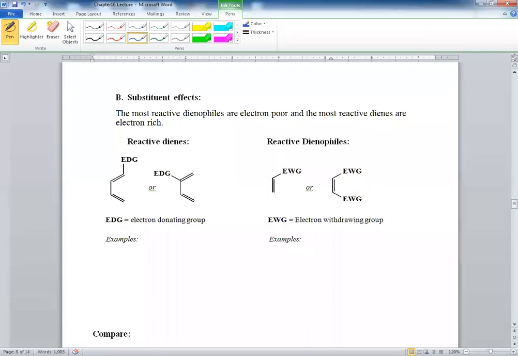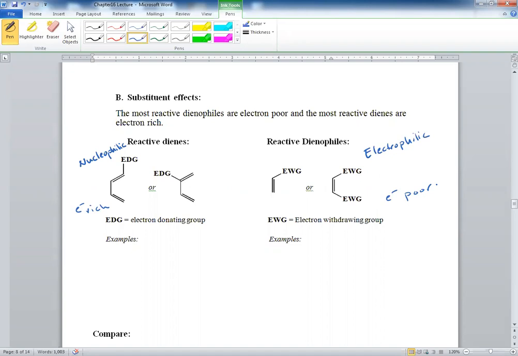The substituent effects. Let me tell you from now, you would like your diene to be very reactive. So this is your diene. You want it to be reactive and nucleophilic. And you would like your dienophile to be electrophilic. So you would like this to be electron rich, and you would like this to be electron poor.